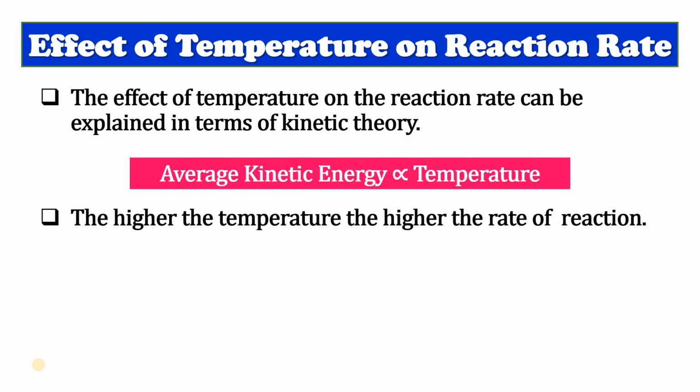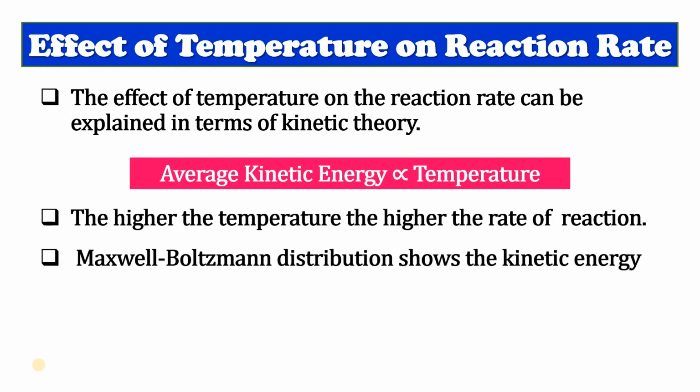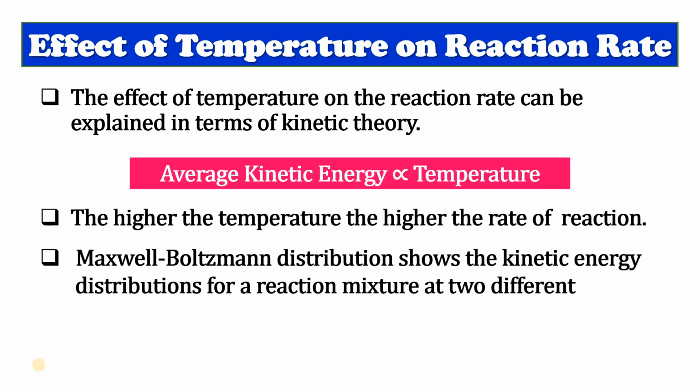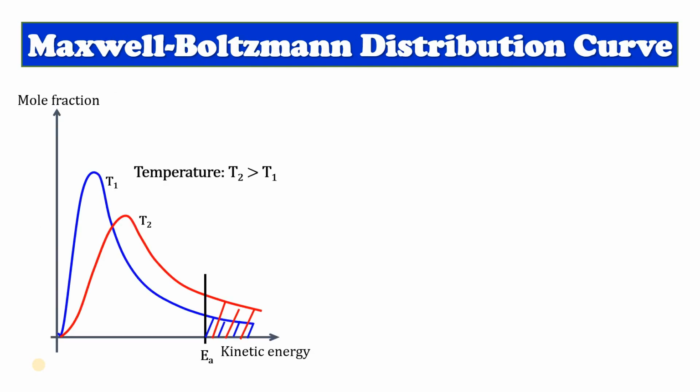For the effect of temperature on reaction rate, it can be explained in terms of kinetic theory. Average kinetic energy is directly proportional to temperature. The higher the temperature, the higher the rate of reaction. Maxwell-Boltzmann distribution shows the kinetic energy distribution for a reaction mixture at two different temperatures.